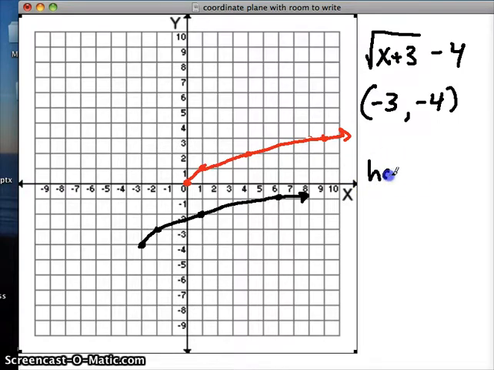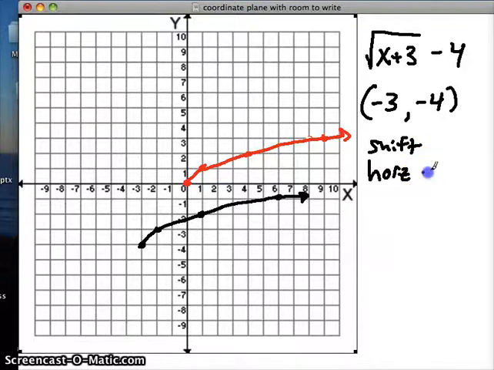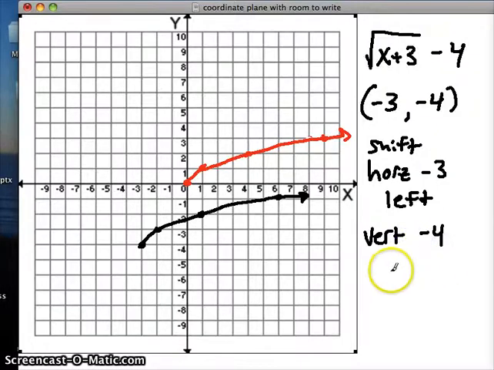So we have a horizontal shift of negative 3 units, or we just say left 3 units. And we have a vertical shift of negative 4 units, or we would say down 4 units. So this point got shifted left 3, 1, 2, 3, and down 4. Yep. The next point, left 3, 1, 2, 3, down 4, 1, 2, 3, 4.